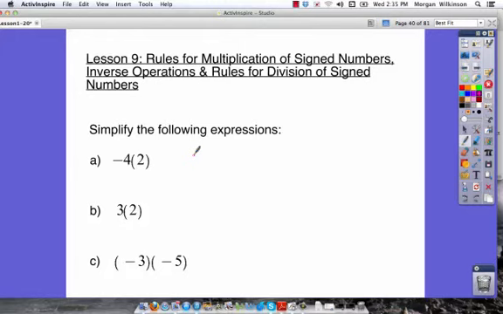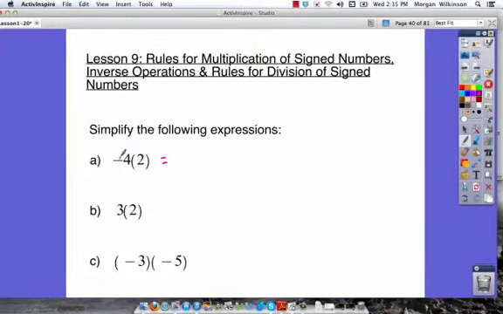Lesson 9. In Lesson 9 we're talking about rules for multiplication of signed numbers, inverse operations, and rules for division of signed numbers. Now we're going to start off by simplifying the following expressions. When we simplify these expressions, the first one is negative 4 times 2.